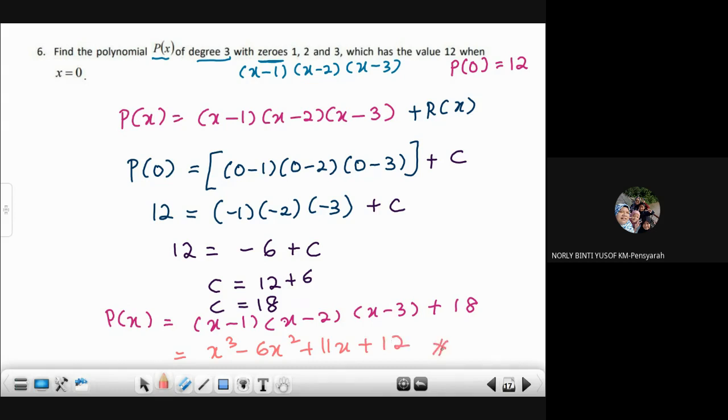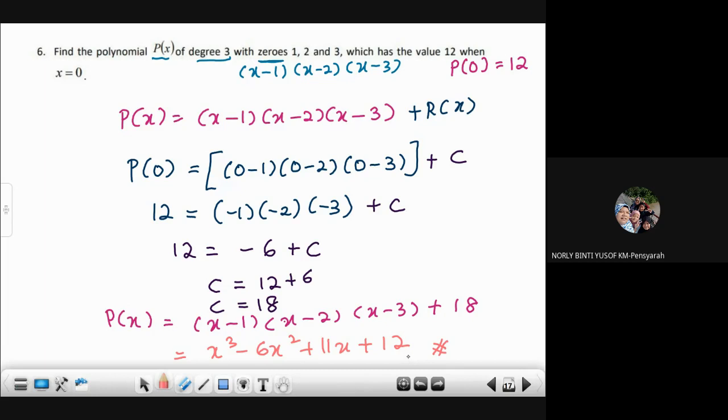So tinggalkan dalam general form. Okay, yang ni kembang x kuasa 2 tolak 2x tolak x tambah 2. Pasal ni kembang lagi dengan x tolak 3. So 3 kali kembang kat situ sebab ada 3 zeros kan. Boleh, yang ni kembang sendiri. Lepas tu ni tambah 18. So nanti dapatlah the general form of polynomial tu as x kuasa 3 tolak 6x kuasa 2 tambah 11x tambah 12.